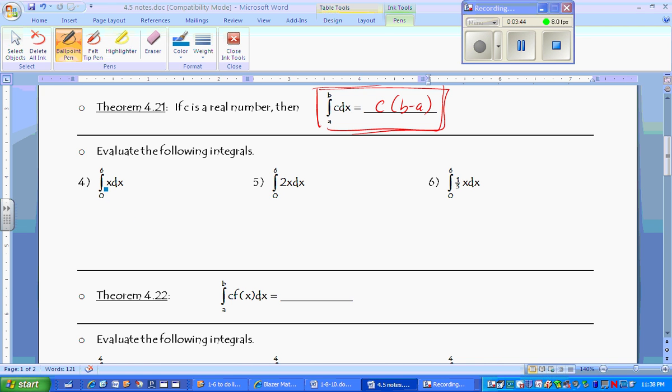If you look at number 4, this time, our function is y equals x. I'm trying to find the area under the graph of y equals x from 0 to 6. So y equals x, just a line with a slope of 1. So we're looking for the area under that line. From 0 to 6, we end up with a triangle here. Again, easy to figure out by hand. Base of the triangle, 6. Height of the triangle is going to be 6. So our area is 6 times 6 divided by 2. So we get an area of 18.